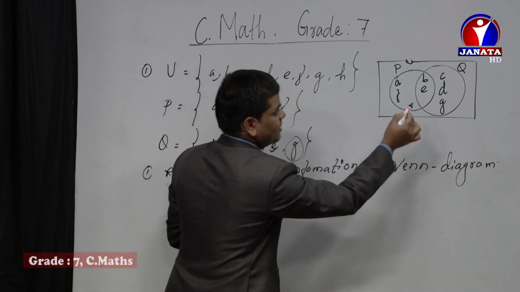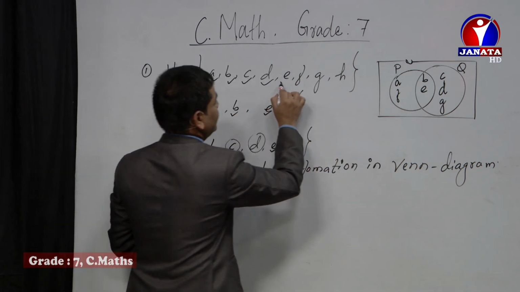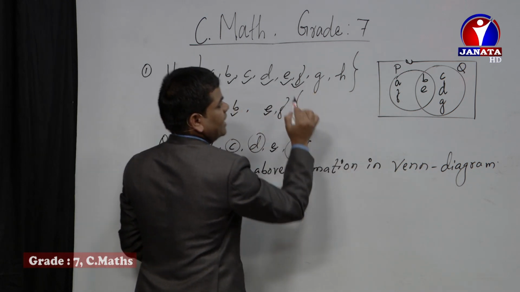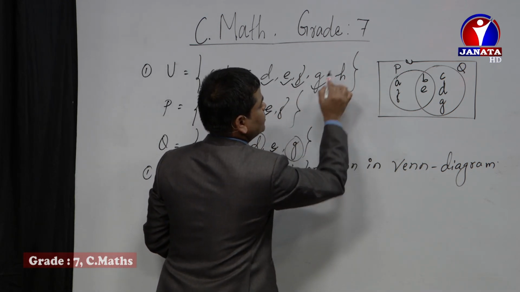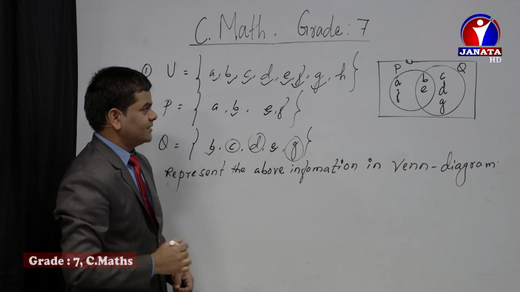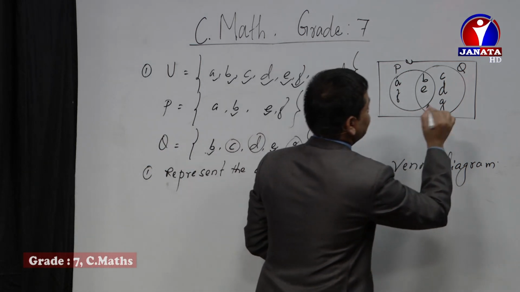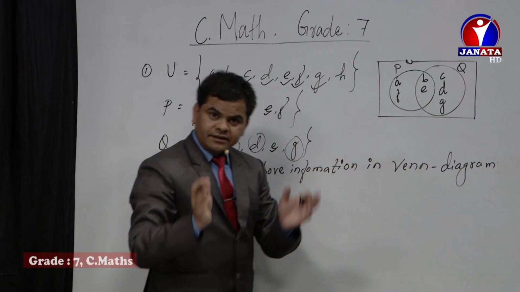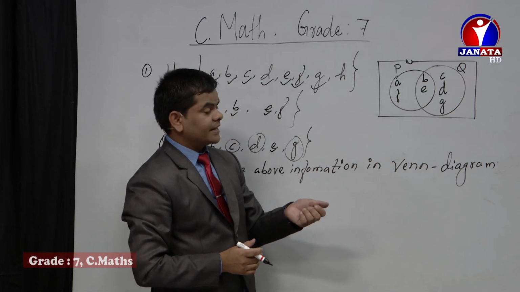Now D we have already kept there, isn't it? Now E is there, F we have already kept there, now G also. Now which one remains? Of course, H remains. So you can keep that outside of the circle but inside of the rectangle.